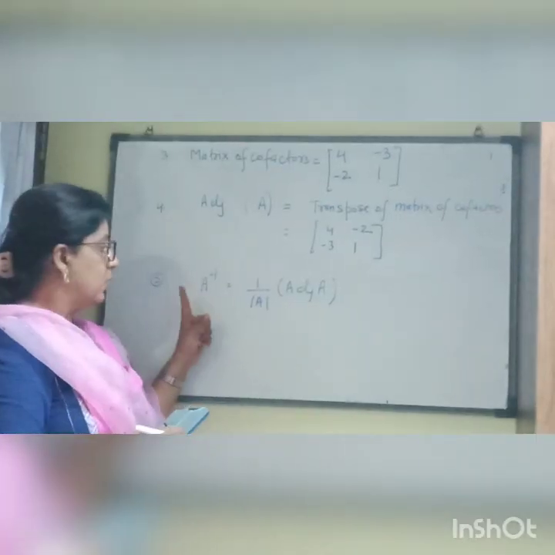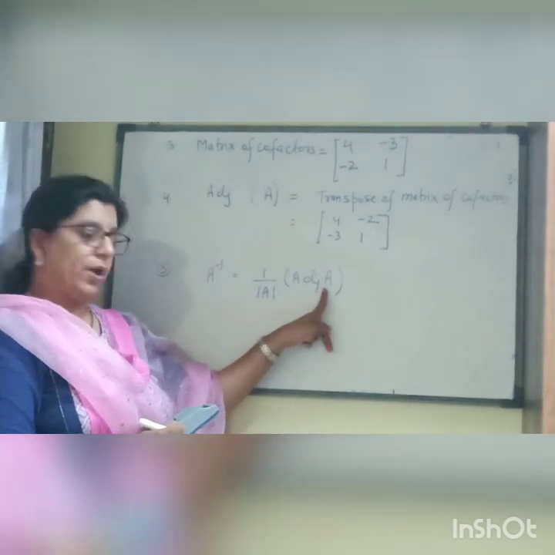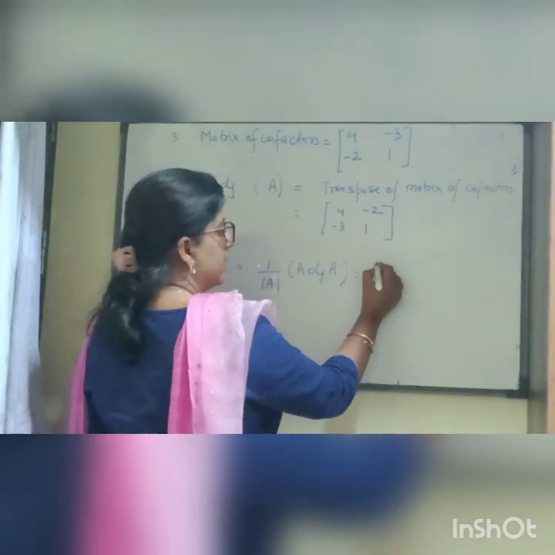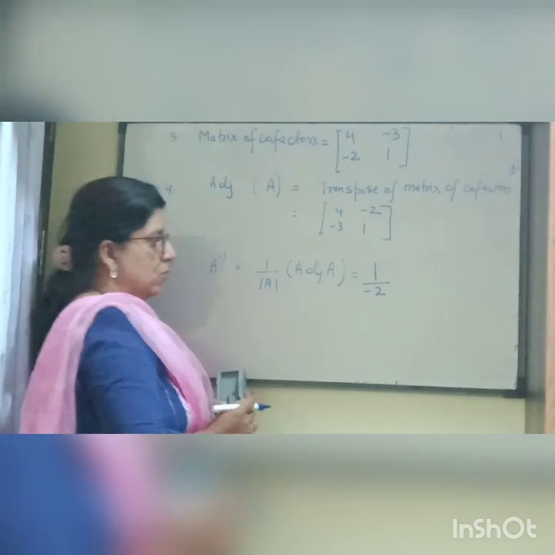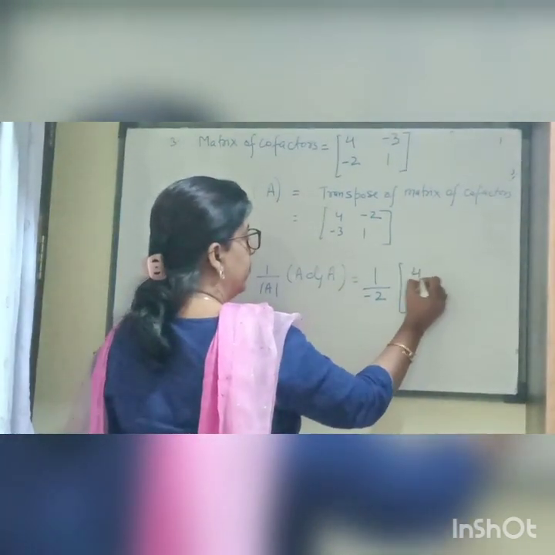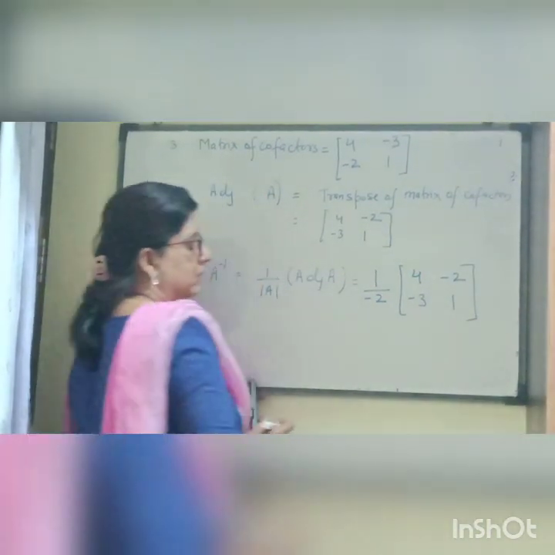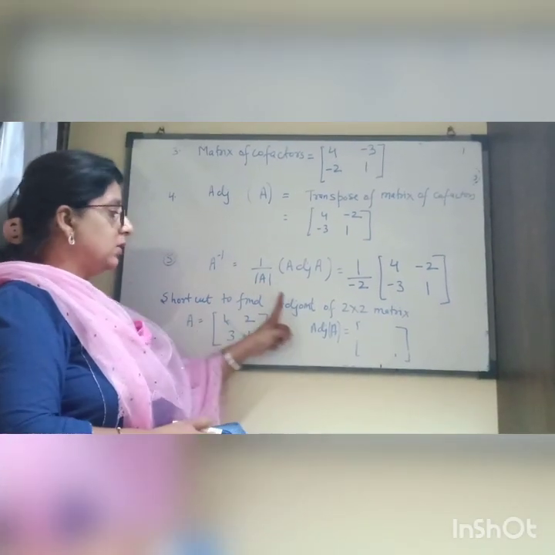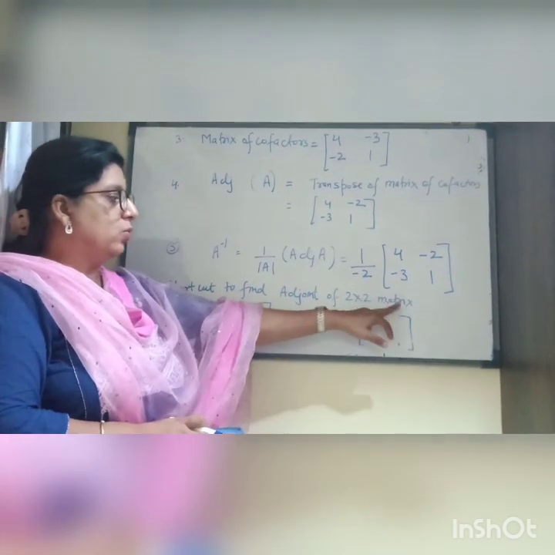Now the final step is A inverse. A inverse is adjoint of A divided by determinant of A. What is the value of determinant of A? Minus 2. So 1 upon minus 2, and the adjoint 4, minus 2, minus 3, 1. This is the answer.